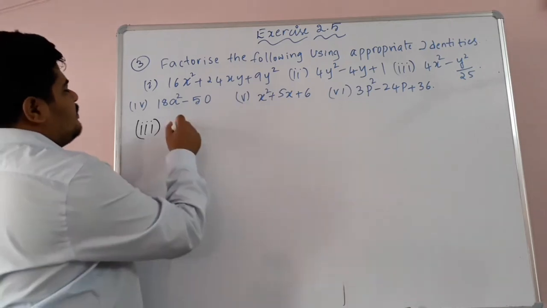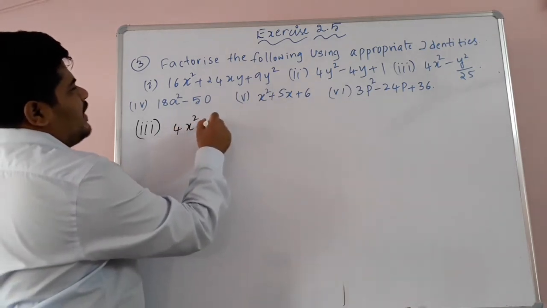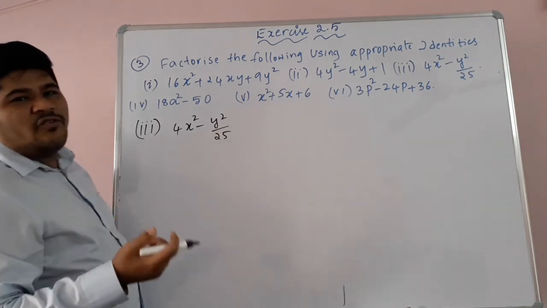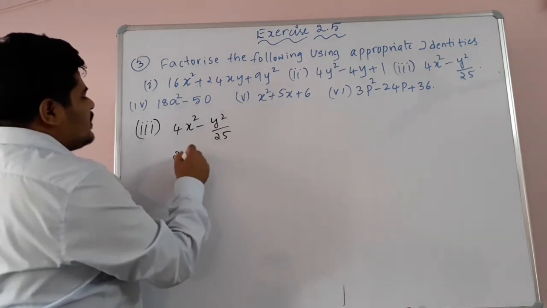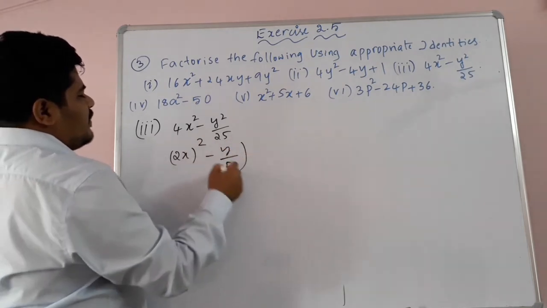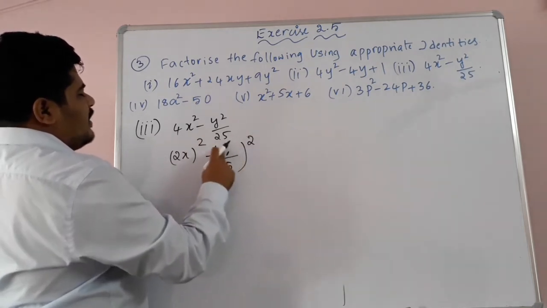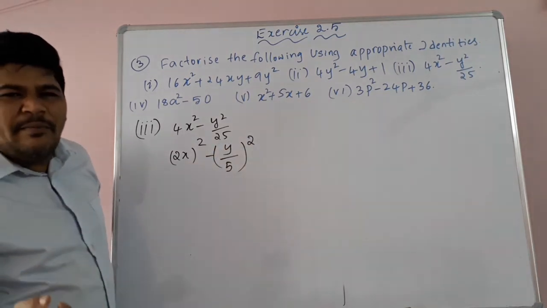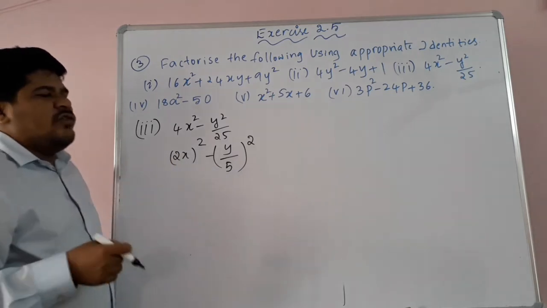Let's see the third problem. 4x square minus y square by 25 is there. This 4x square can be written as 2x whole square, children, minus y by 5 whole square, because y by 5 whole square is nothing but y square by 25, children. A by b whole power m is what? A power m by b power m, no? So in that way. And 4x square is there.